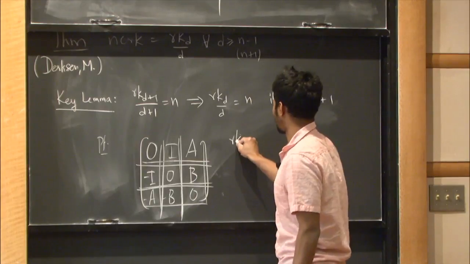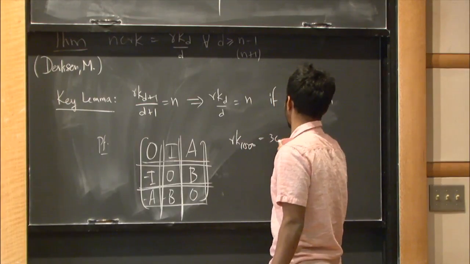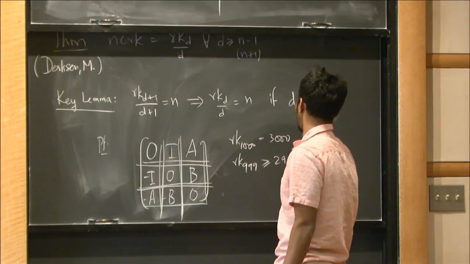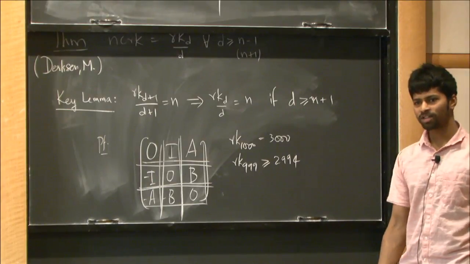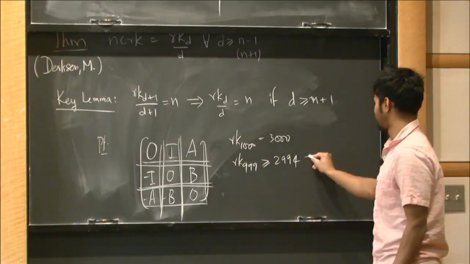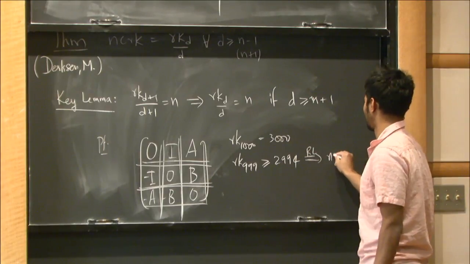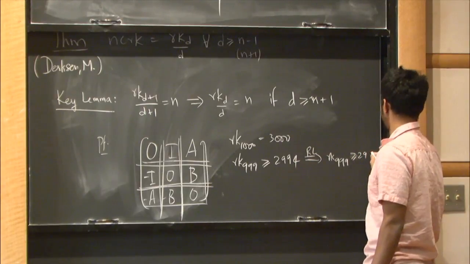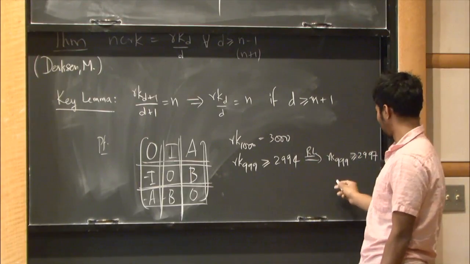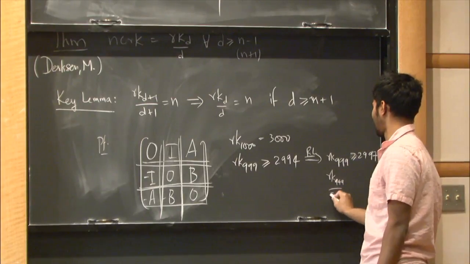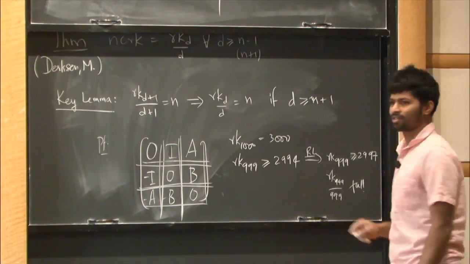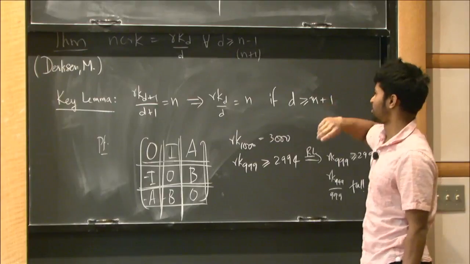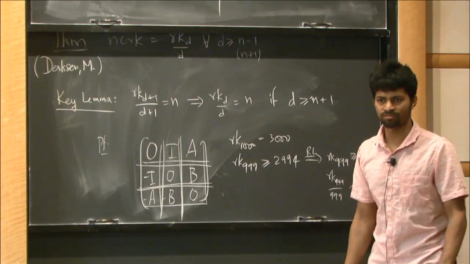So I knew that rank of rank 1,000 was 3,000. So because of this, I know that rank 999 is greater or equal to 2,994. But it must be a multiple of 999, right? So by the regularity lemma, this means rank 999 is greater or equal to 997, which means rank 999 over 999 is full. That same argument when you plug in d and n, you will get it. And to go to n minus 1, you need a little bit more tricks.